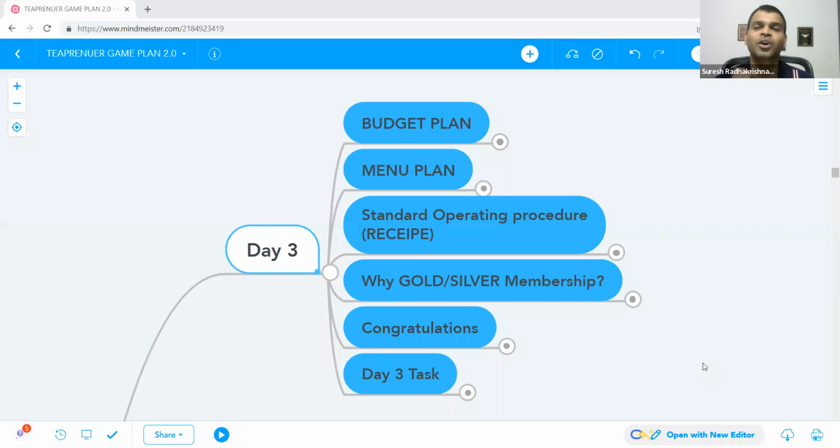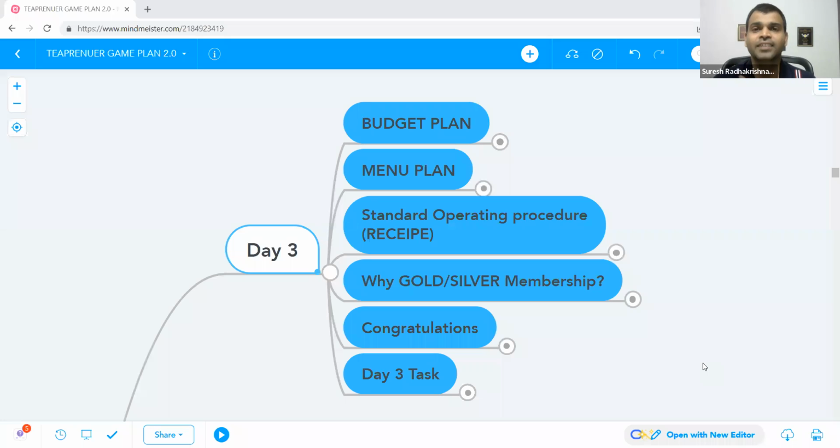Session 3, we're going to talk about budget plan. How do you plan budget when you set up a tea outlet? How do you plan menu? How can you plan menu in such a way you can increase your profit by 10%?